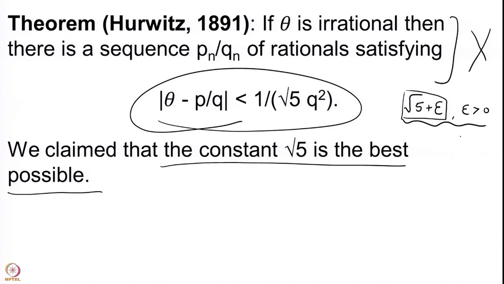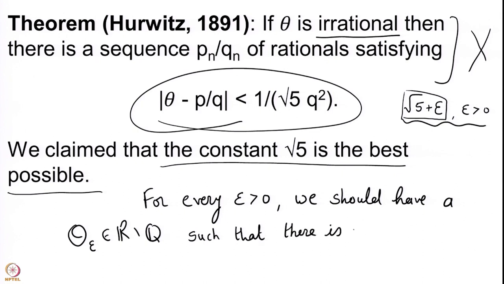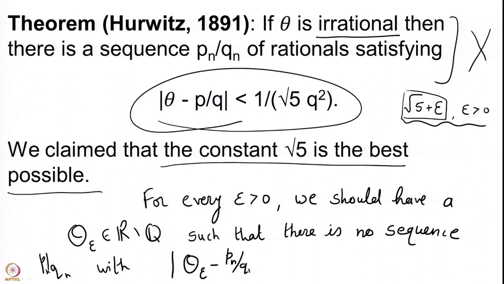That means, we should give you an example. So, for every epsilon positive, we should have a number theta, which will of course depend on epsilon. We need this number to be irrational. So, we have this number theta epsilon in R minus Q, such that there is no sequence p by q, or let us say pn by qn, with |theta epsilon minus pn by qn| less than 1 upon (root 5 plus epsilon) qn square. This is what we have to prove.